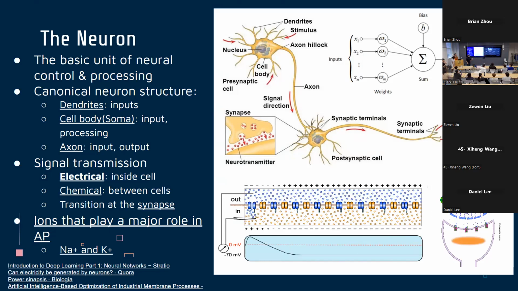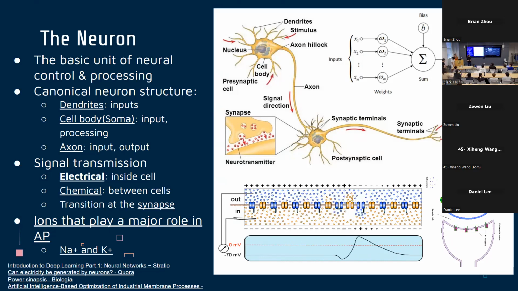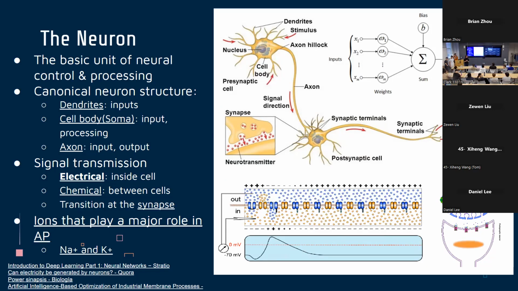But a neuron is not just about math. A neuron is a cell, first of all. And cells are mostly electrical and chemical machines that process everything. So in the neuron, signals are transmitted in both electrical and biochemical ways.